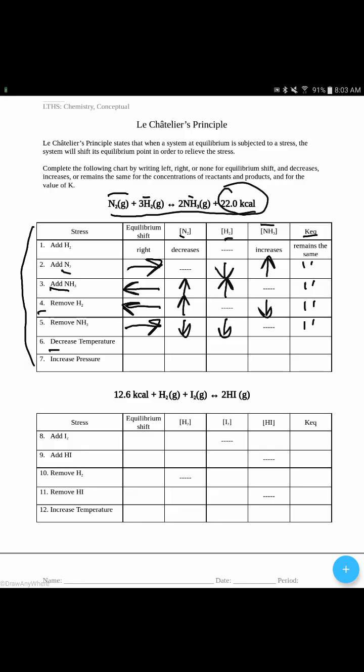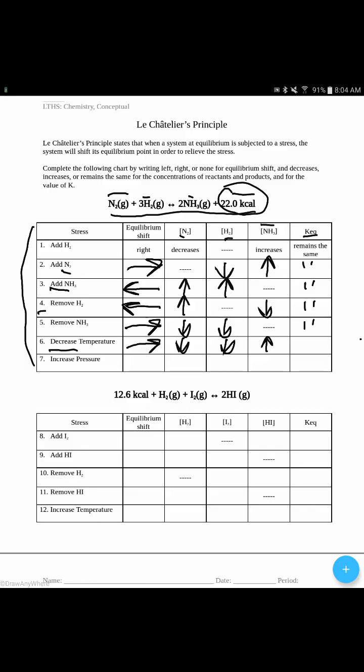All right, next we have a decrease in temperature. So first we have to determine that this is, like we said earlier, an exothermic reaction. So if we decrease the temperature, that's like we're taking energy away from the reaction. So if we're removing energy, and energy is on the right side, that means it will shift towards the thing that is being removed, so to the right. If it shifts towards the right, then the reactants will decrease and the products will increase.